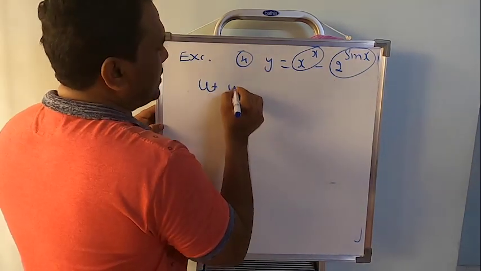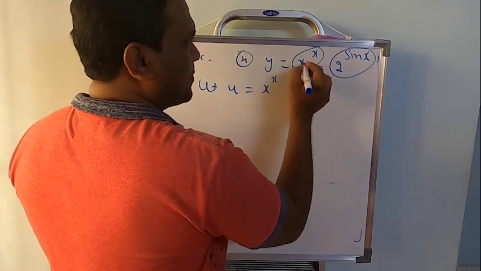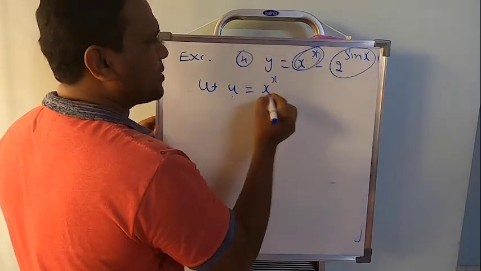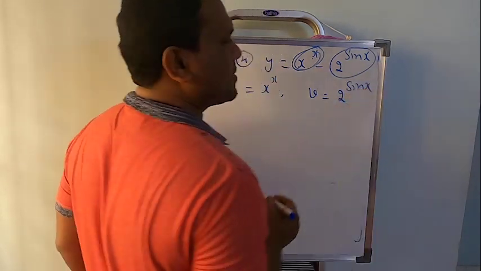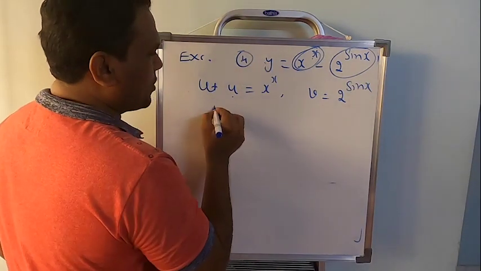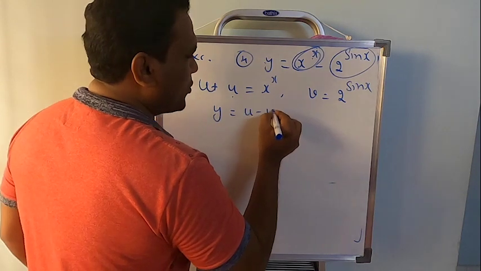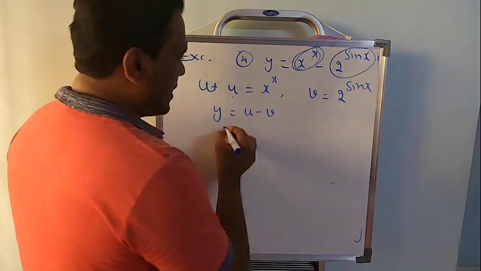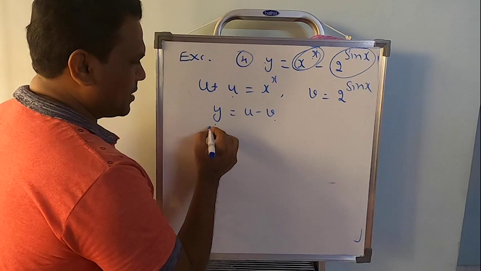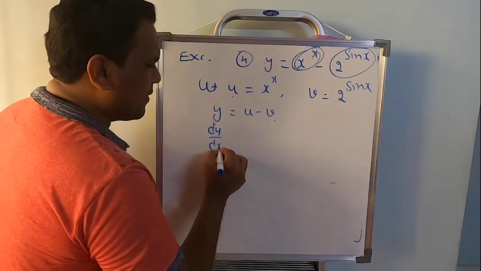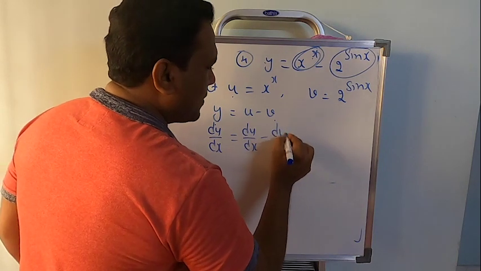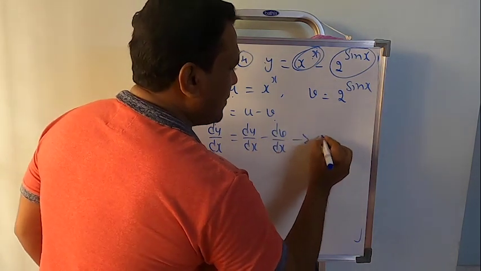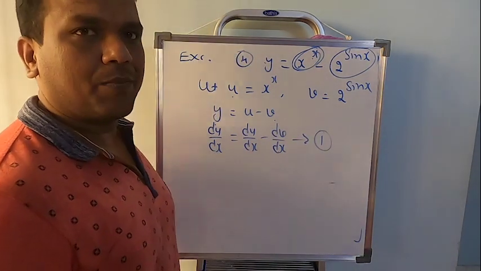So let's consider u is equal to x power x. This first one I am going to give a name as u, and in the second one let me take it as 2 power sin x. So what happens to this now? This will become y is equal to u minus v. Now differentiate both sides with respect to x. So this will be dy by dx, and this will be du by dx, and minus dv by dx. Let me take this as equation number 1.